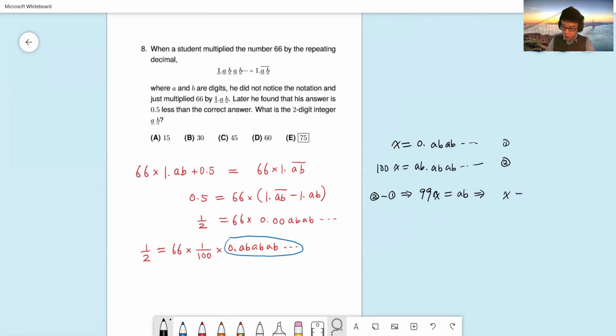x equals AB, a 2-digit number, over 99. So here we have the equation 1/2 equals 66 times 1 over 100 times this x. x is already in fraction form, AB over 99. From here, we can solve AB equals 75. So the answer here is 75.